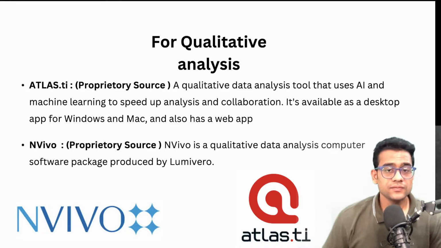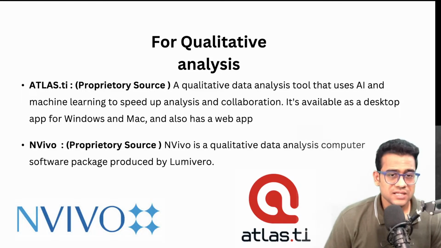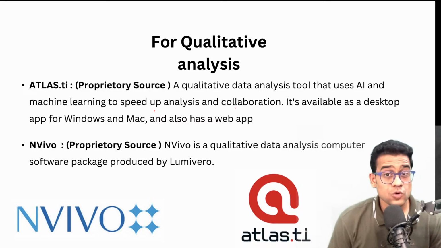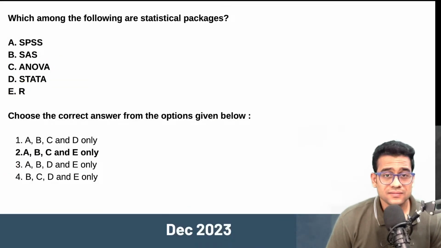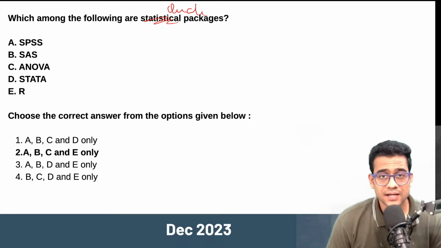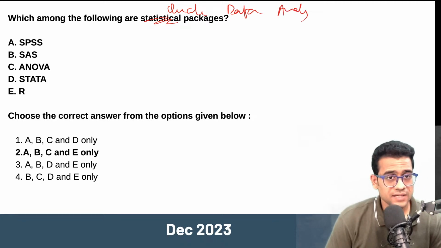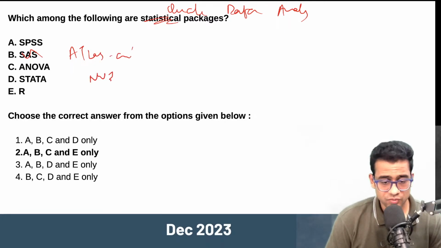Then a qualitative data analysis tool that uses AI and machine learning to speed up analysis and collaboration. It is available on desktop. So नाम याद रखना, these are qualitative. अगर मैं आपसे इस क्वेश्चन में पूछूं which among the following are qualitative data analysis software, और मैं इसमें से कुछ ऑप्शंस यहाँ से हटा देता हूँ, atlas.ai और लेट्स से NVivo. ठीक है, इस तरह से क्वेश्चन पूछे जाते हैं.